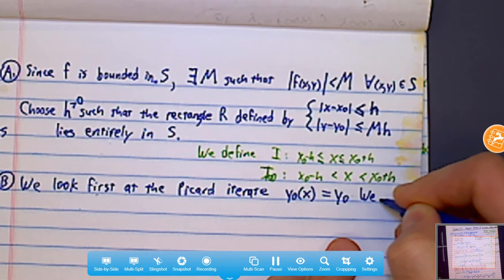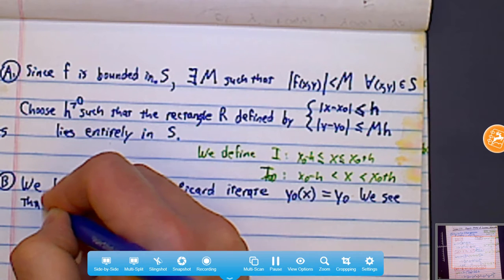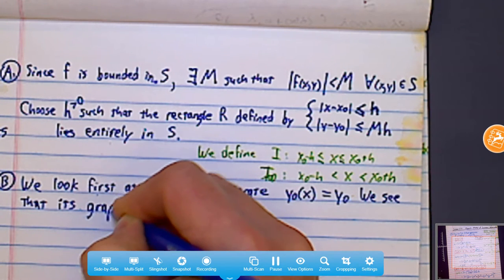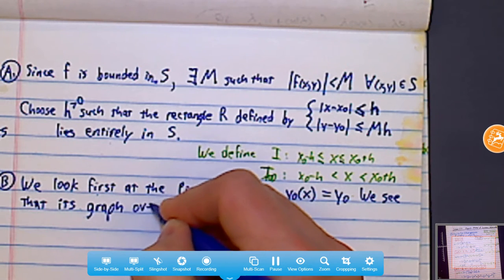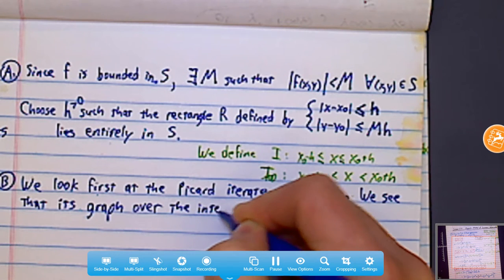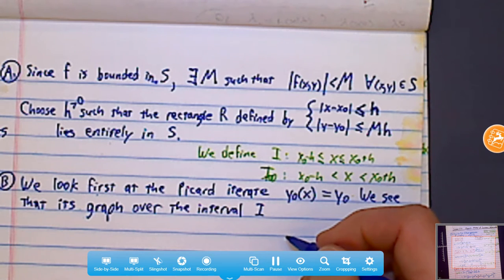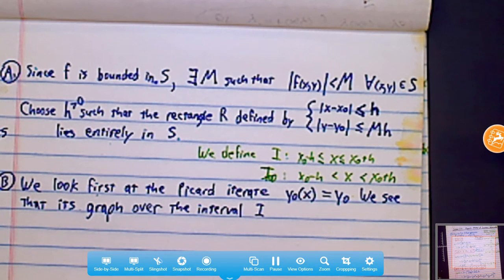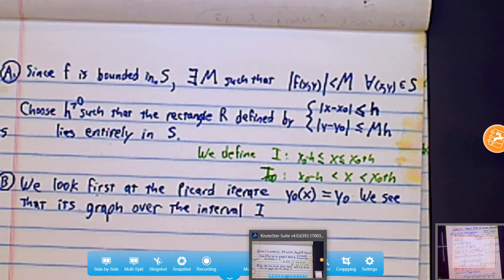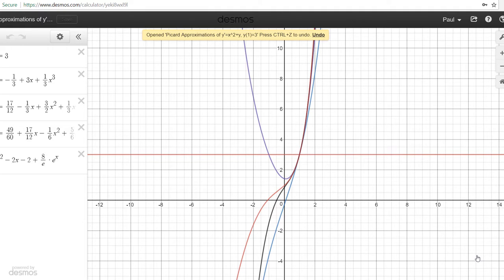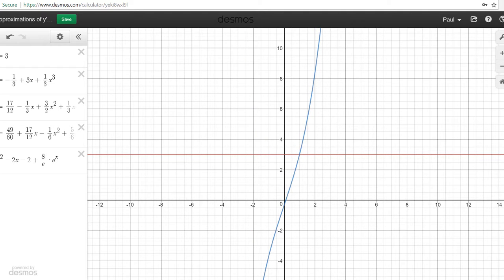Okay. We see that its graph over the interval I, what's the graph of that look like? I showed it in Desmos last week. Hey, let me get it back. So that's what Joe wanted, so I think I will. I'll show it from Desmos. Here's last week's graph. Which one was the first iterate? Just this thing, right? If I get rid of the other ones, the first iterate is just a straight line. y of x naught is y naught, right? Well, y0 of x.